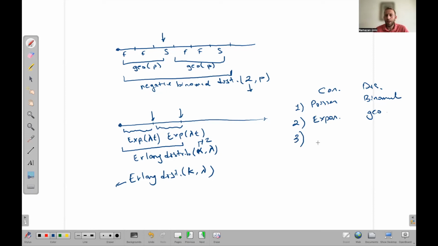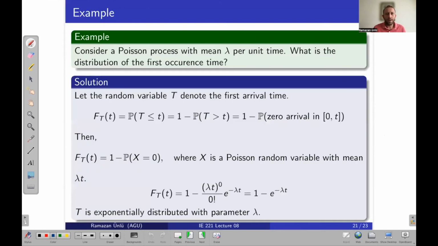If our interest is about the second, third, etc. success or arrivals, for the continuous case, we can use the Erlang distribution. For the discrete case, we use the negative binomial distribution, okay? So, in summary, we can conclude that there is some interrelationship between some distributions, and what we learned so far shows that it makes sense, okay? Now let's go back to the slides, and you can now easily understand the solution of this example.